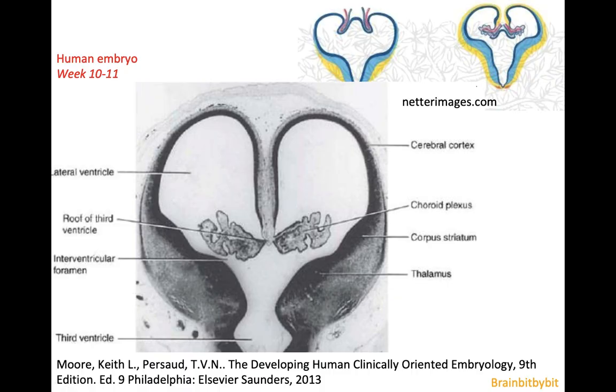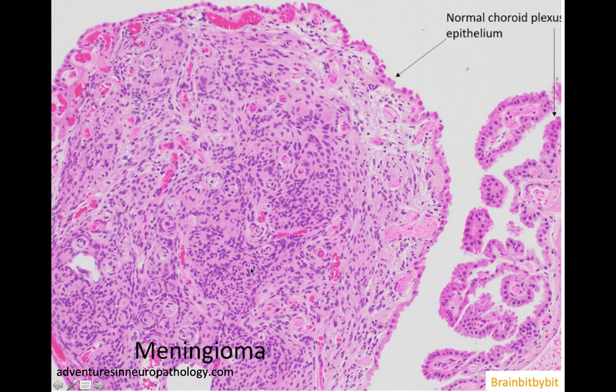And as shown, the ventricles grow dorsally and caudally, so there's no plexus in the frontal horns. So the intraventricular meningiomas are mainly seen in the trigone, where you have a lot of primitive endomeninx. On histology, an intraventricular meningioma looks like this, from a very nice site, Adventures in Neuropathology, highly recommended. And the intraventricular meningioma is covered by normal choroid plexus epithelium.